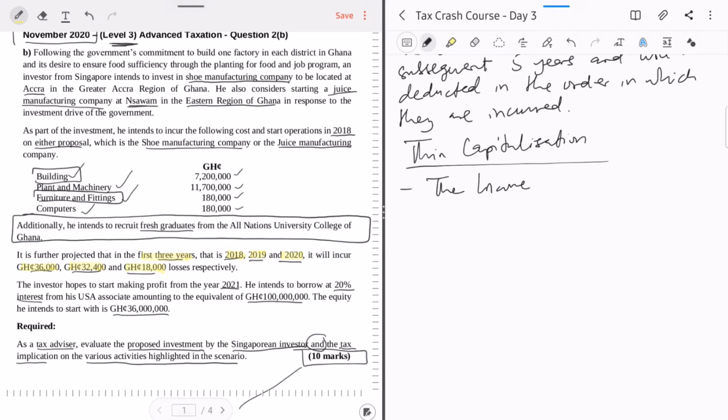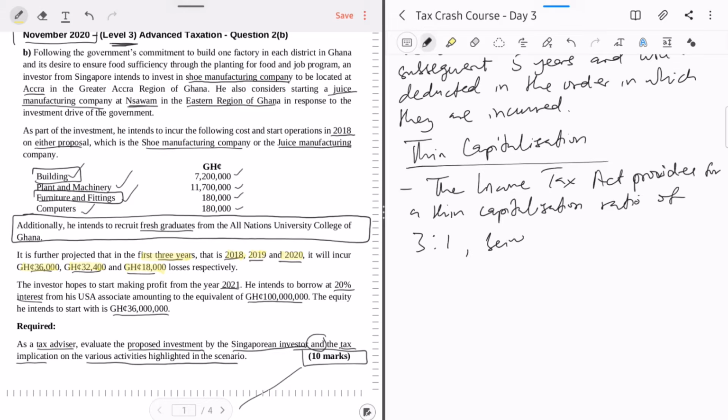So let's write: the Income Tax Act provides for a thin capitalization ratio of 3:1, being the ratio of debt to equity. You've made your first point.